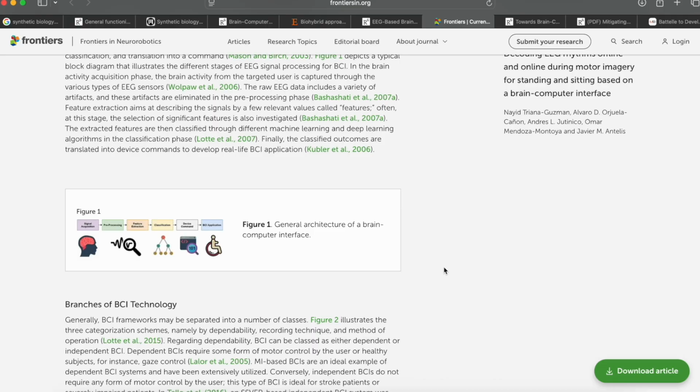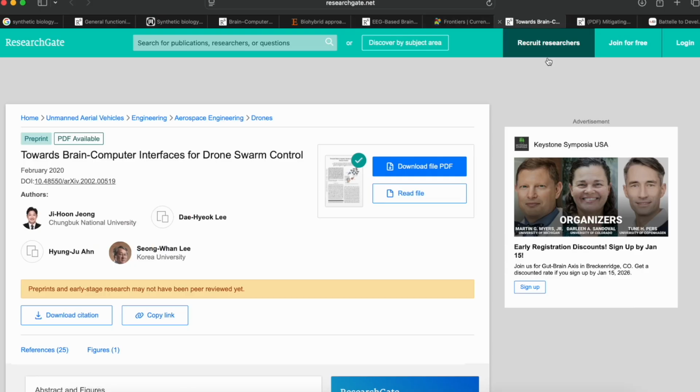But for now, we're going to go over here to ResearchGate, and we're going to read Towards Brain-Computer Interfaces for Drone Swarm Control.